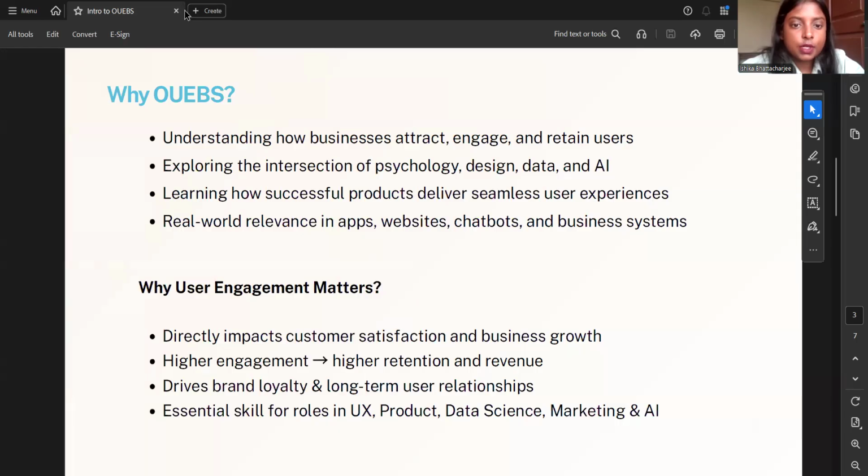To the topic: why user engagement matters and what optimizing user engagement in business systems is. Normally this is understanding how businesses attract, engage and retain users, exploring the intersection of psychology, design, data and AI, and learning how successful products deliver seamless user experiences. It has real world relevance in apps, websites, chatbots, and business systems.